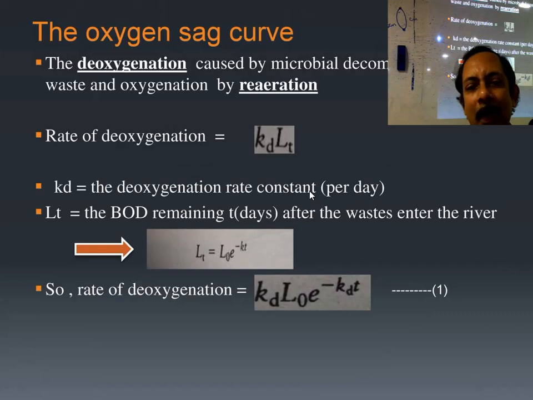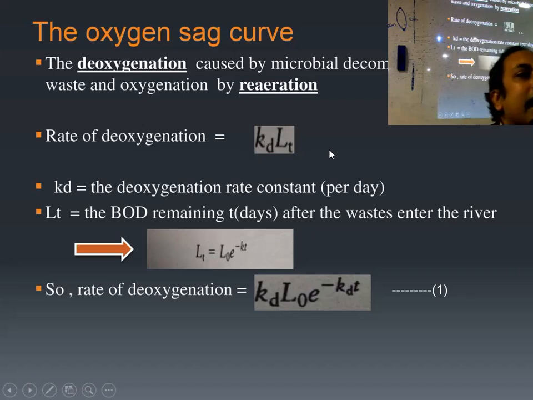So Streeter and Phelps proposed this mathematical relationship, called the Streeter-Phelps equation. The curve that we obtain is called the Streeter-Phelps oxygen sag curve. This is the rate of deoxygenation. Kd is the proportionality constant and Lt is the remaining BOD value. So the rate of deoxygenation will be Kd Lt, depending on how much BOD is present. That's why it is proportional to Lt. If you make it an equality, some constant term will be there.